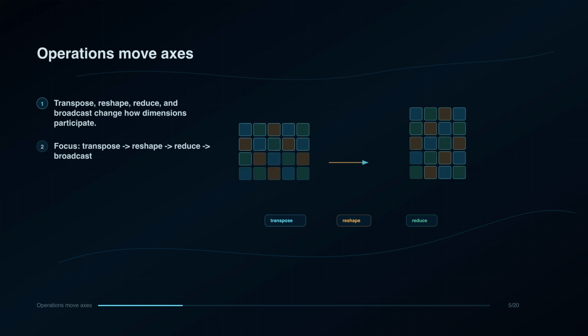Tensor operations often change the arrangement without changing the underlying information. A transpose swaps axes. A reshape groups or splits axes while preserving the number of elements. A reduction removes an axis by combining values, for example with a sum, mean, or maximum. Broadcasting allows a smaller tensor to participate in a larger operation by conceptually repeating it along compatible axes.